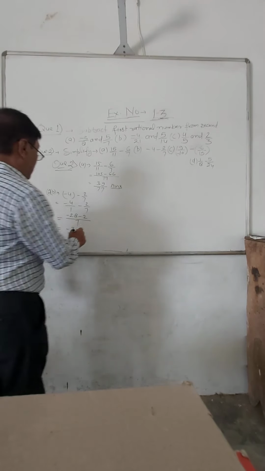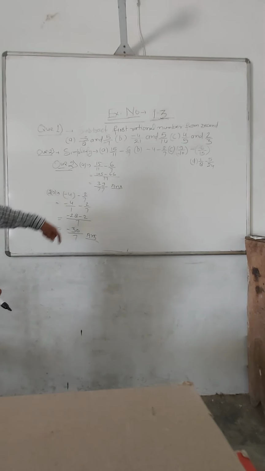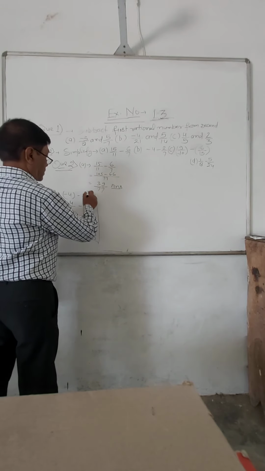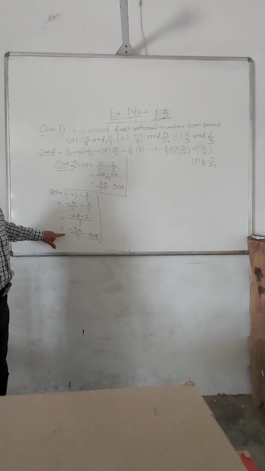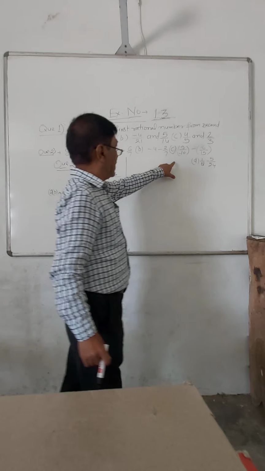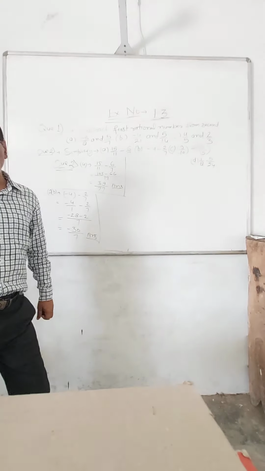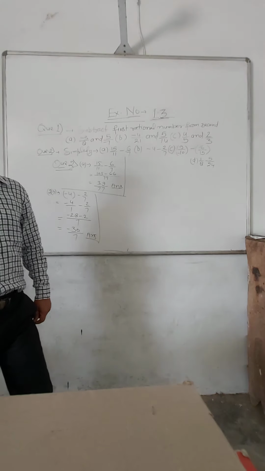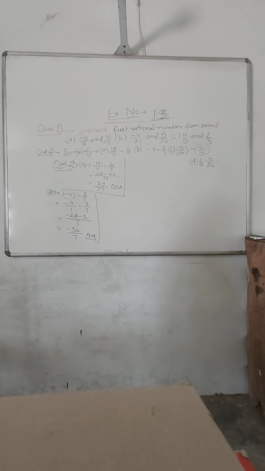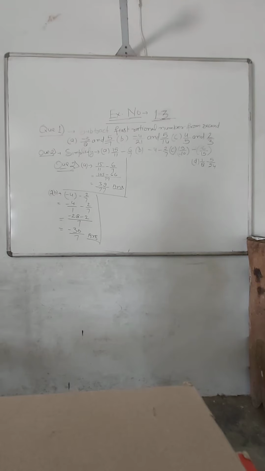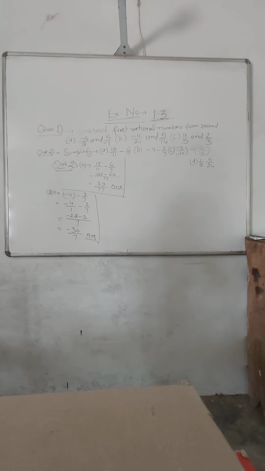So this is the answer of question 2B. This is the answer to A, answer to B. Same thing for C and D: you can do yourself. This will be homework for you. So in this exercise there were only 2 questions, and the next exercise is 1.4. So we will proceed to 1.4.